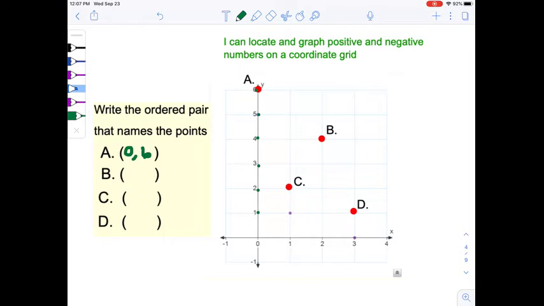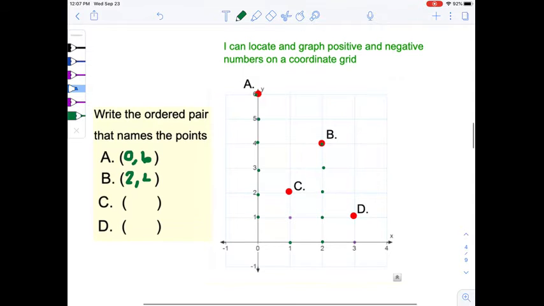Letter B, we have to go to the right 1, 2. So our x value is 2, and we have to go up 1, 2, 3, 4. So our y value is 4. And put a comma in the middle. Letter C, we have to go to the right 1. So x is 1, and we have to go up 2. So y is 2. And lastly, letter D, we have to go to the right 1, 2, 3. So 3 is x, put a comma, and then we go up 1. So our y value is 1.